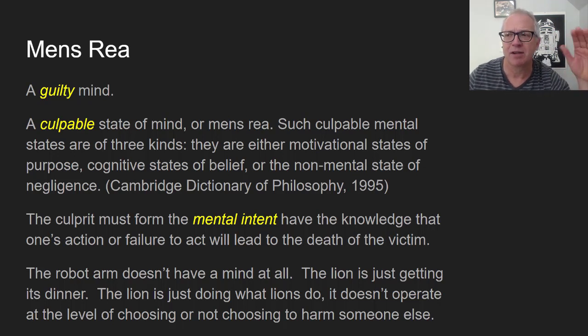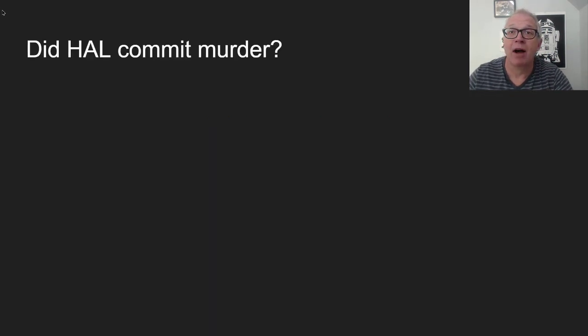We don't think of lions as moral agents. Maybe we don't think of them as capable of not doing that. We don't think of them as recognizing that what they're doing is wrong. And certainly HAL seems to have that capacity in the movie. Okay, so did HAL commit murder then?